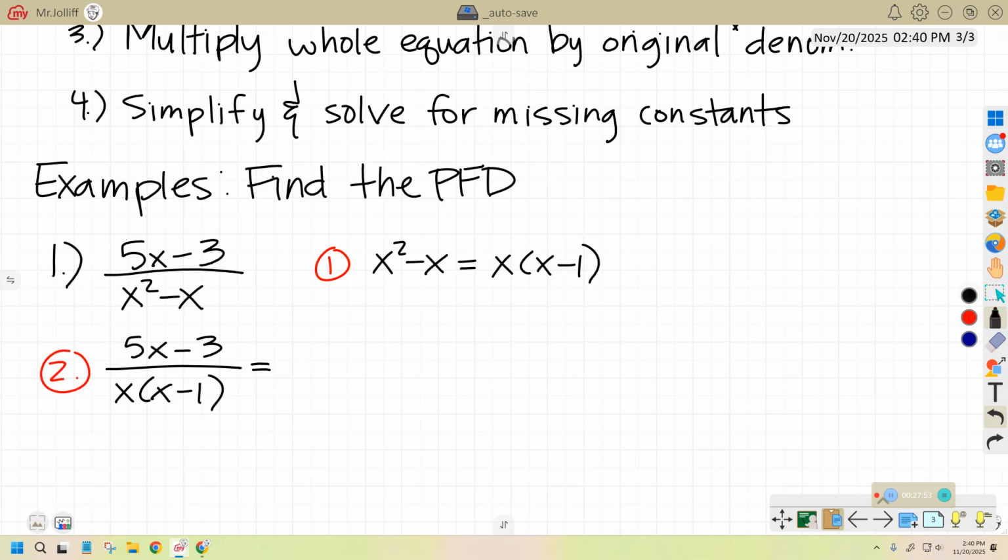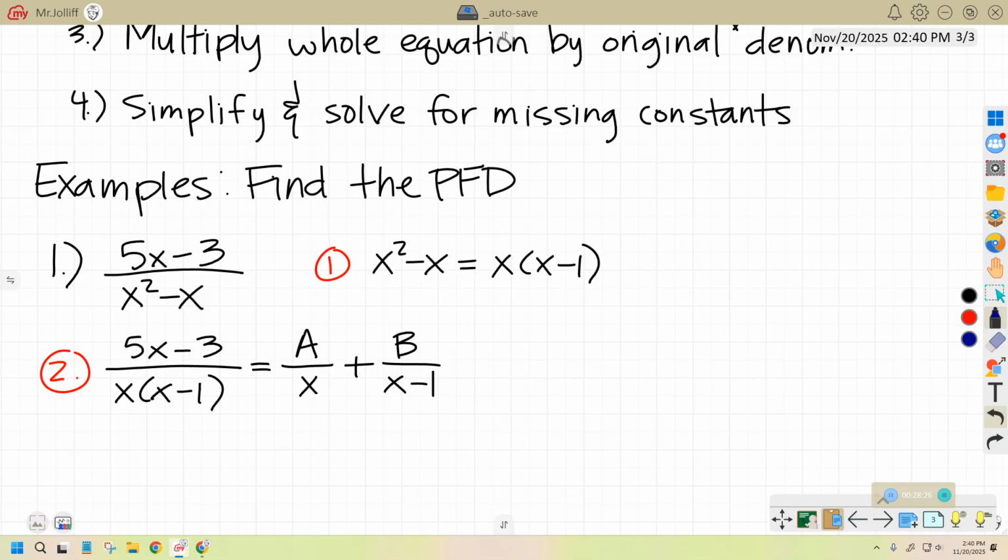How many fractions do I need? Show me on your fingers. 2. Very good, because we have 2 factors in the denominator. So fraction plus fraction, x minus 1. Are those factors linear or quadratic? Linear. One step down would be a constant. So constant in the top, constant in the top. Perfect.